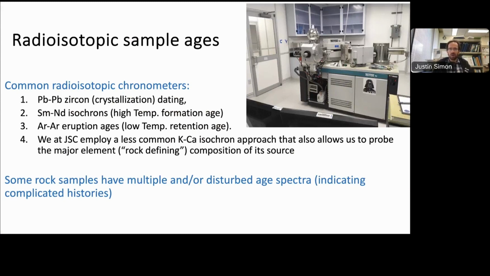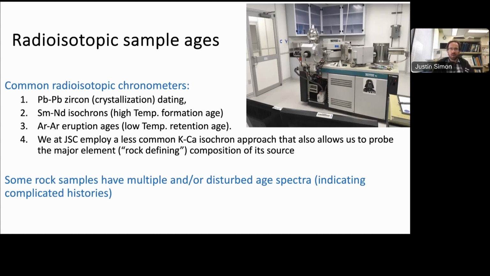I'm showing a picture of our TIMS machine here at JSC on the right, and then just listing some of the common radioisotopic chronometers: lead, zircon, samarium, neodymium, argon. These are all very classic and very powerful. We also use at JSC a less common chronometer, the potassium-calcium system.